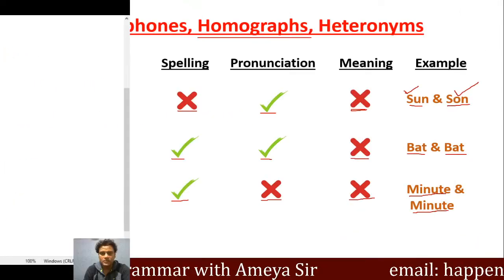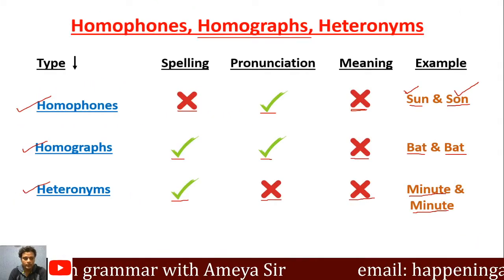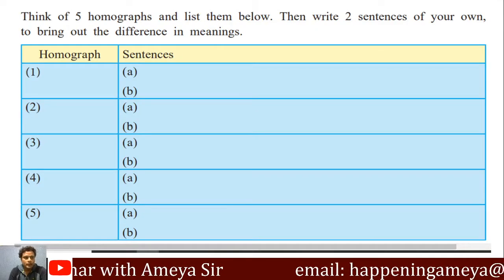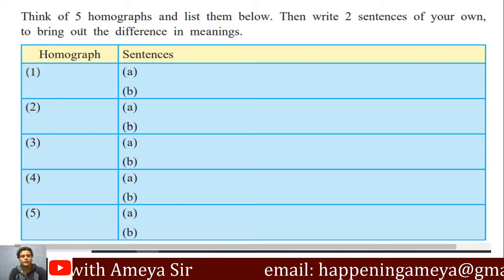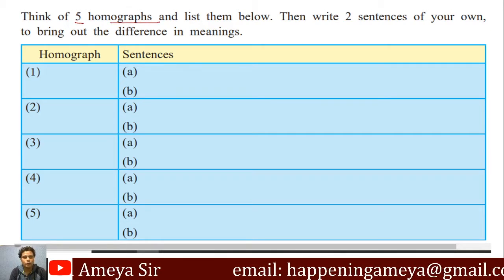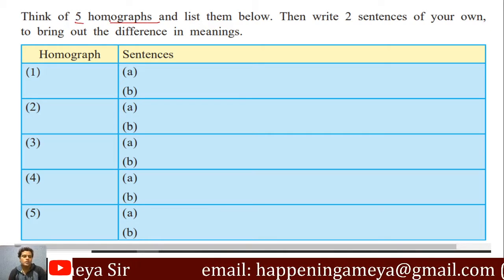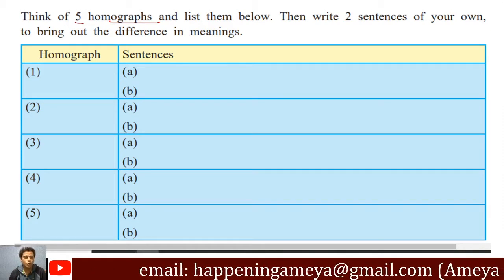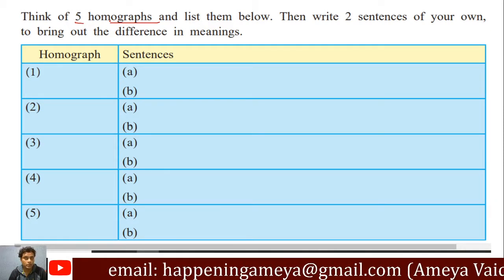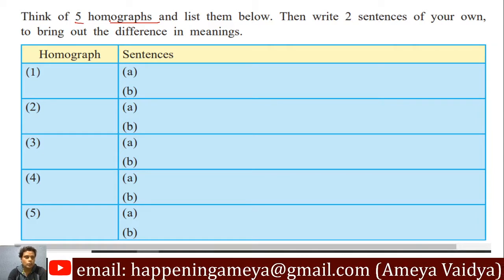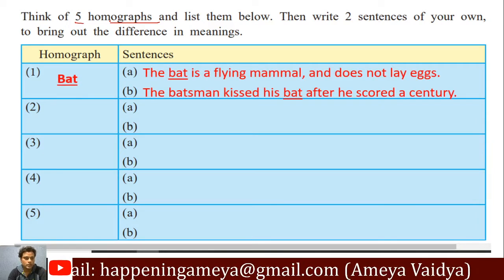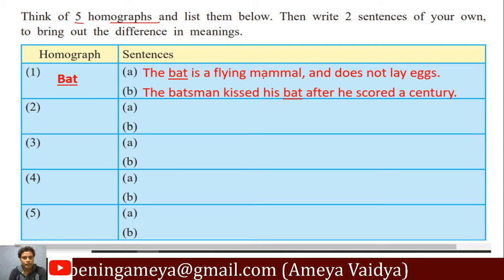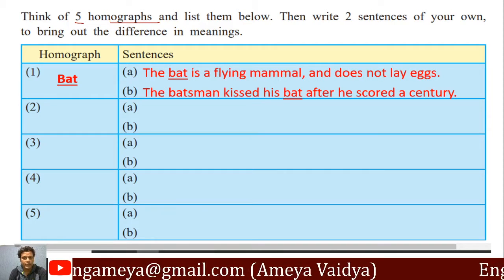And now, please allow me to go ahead with our PPT. Next exercise. Think of 5 homographs, and now you have the knowledge of homographs, and list them below. Then write 2 sentences of your own to bring out the difference in meanings. Let's start one by one, guys. I'm going to consider the first example of bat. The bat is a flying mammal and does not lay eggs.